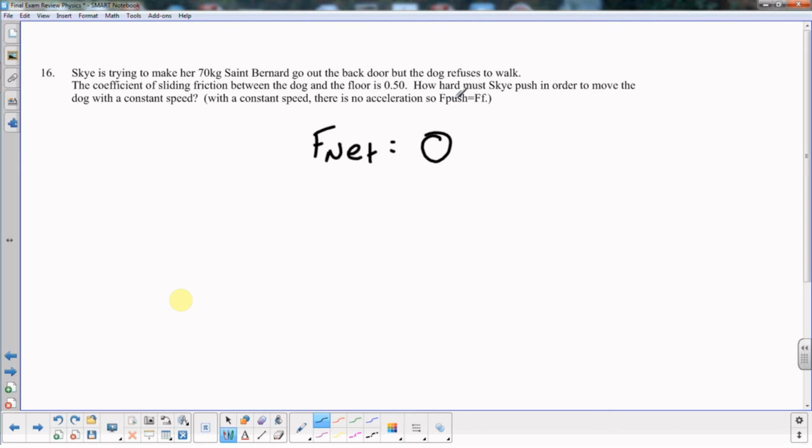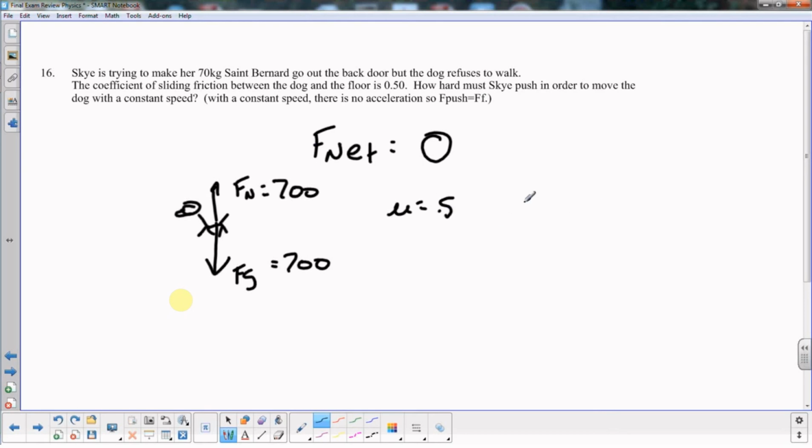So what we're really saying is, here's the dog, big dog, small dog, ugly dog. The dog's got a gravitational force, Fg of 700, because 70 kilograms times gravity. Dog also has a normal force of 700. And mu is 0.5. So if she's going to be dealing with this, we have to overcome friction, which is mu times the normal force.